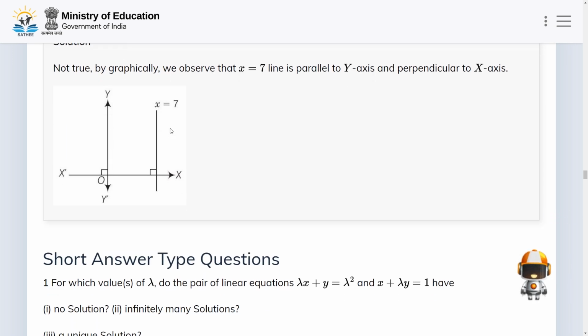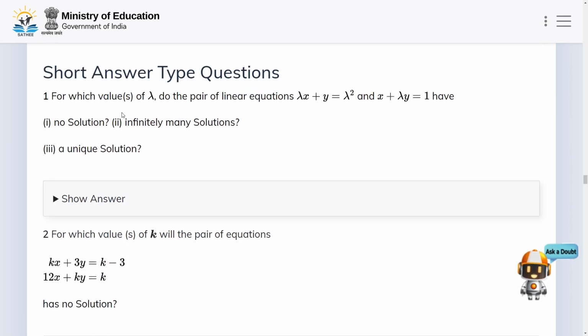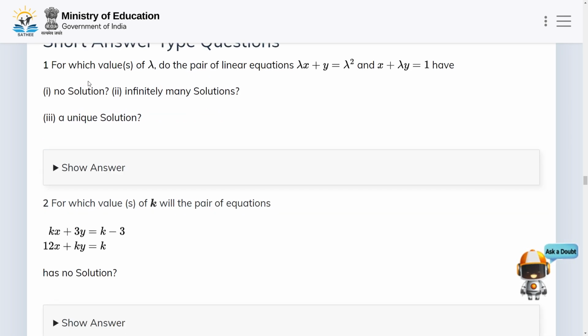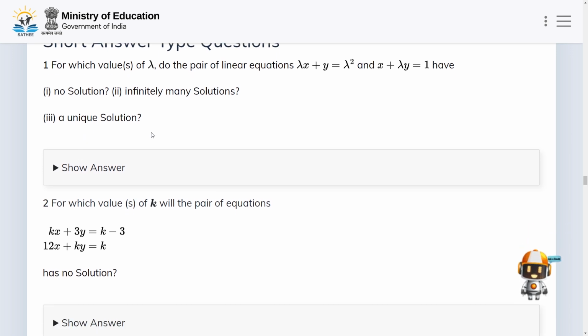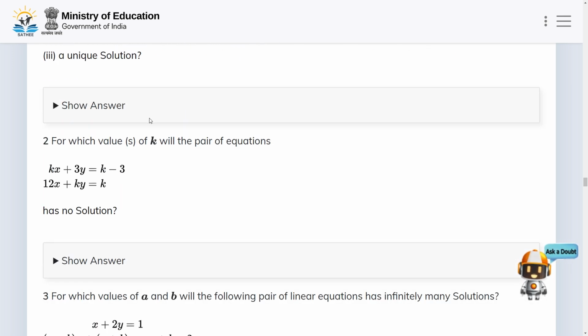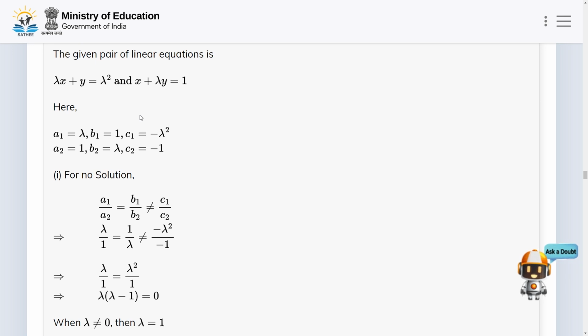Now let us move to another type of questions. So here now we'll discuss short answer type questions. Okay, so here we have to find values of lambda for which the pair of linear equations lambda x plus y is equal to lambda square and x plus lambda y is equal to 1 have: number 1, no solution; number 2, infinitely many solutions; number 3, a unique solution. Okay, so let us solve it. So the given pair of linear equations is lambda x plus y is equal to lambda square and x plus lambda y is equal to 1.